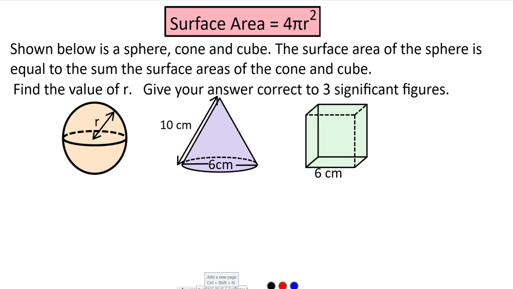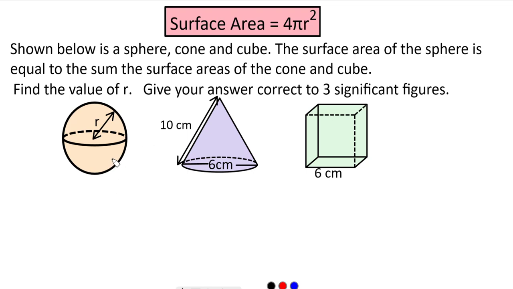Now, here is a bit of a complicated question, but let's see how we're going to do it. Here we have three different 3D shapes: a sphere, a cone, and a cube. And we know that the surface area of the sphere is the sum of the surface area of the cone and that of the cube. We need to work out what the radius of the sphere really is, and we can give an answer to 3 significant figures.